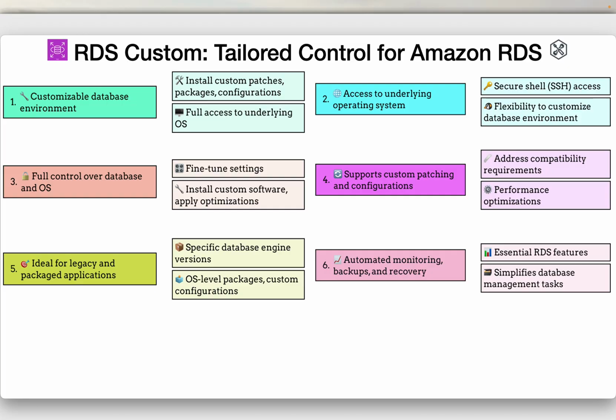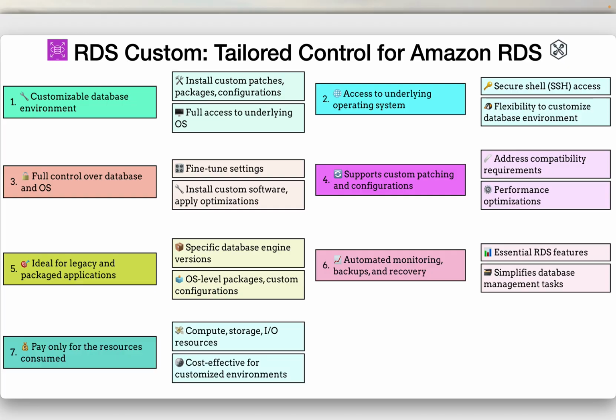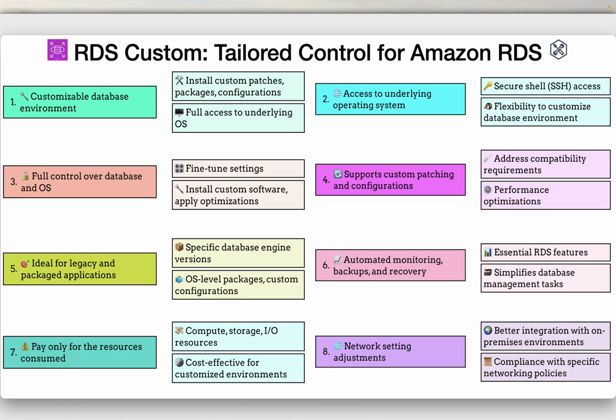Sixth, automated monitoring, backups, and recovery. Despite the customization options, RDS Custom still provides essential RDS features such as automated monitoring, backups, and recovery. Seventh, pay only for the resources consumed. With RDS Custom, you pay only for the compute, storage, and I/O resources consumed by your database instances, making it a cost-effective solution for customized database environments. And eighth, network setting adjustments. It allows for adjustments to network settings, enabling better integration with on-premises environments and compliance with specific networking policies.